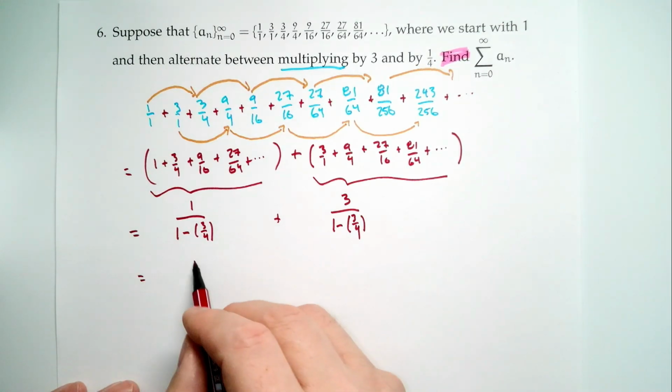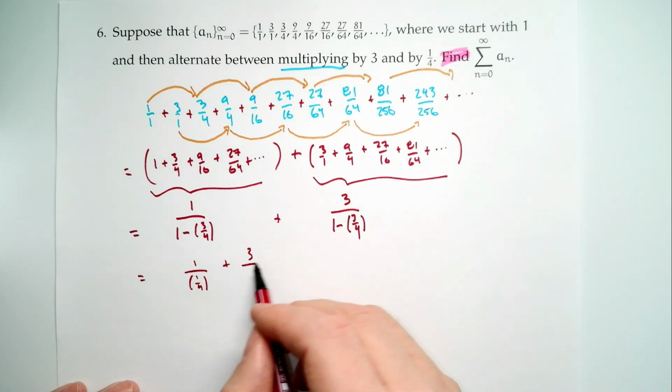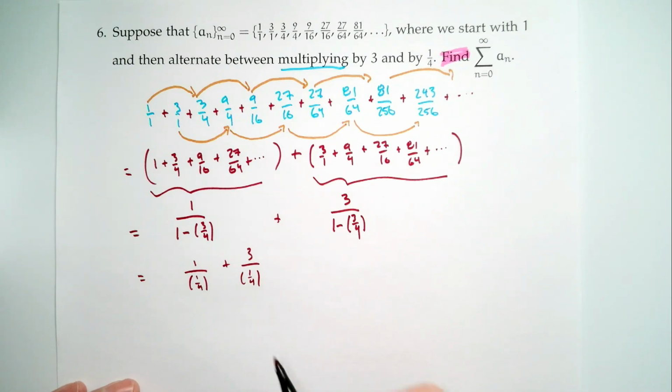Well, that's really 1 over 1/4 plus 3 over 1/4. But of course, you can take the 1/4 and flip it. So that would be 4 plus 3 times 4, which is 12, giving us 16. And therefore, the grand total is 16.